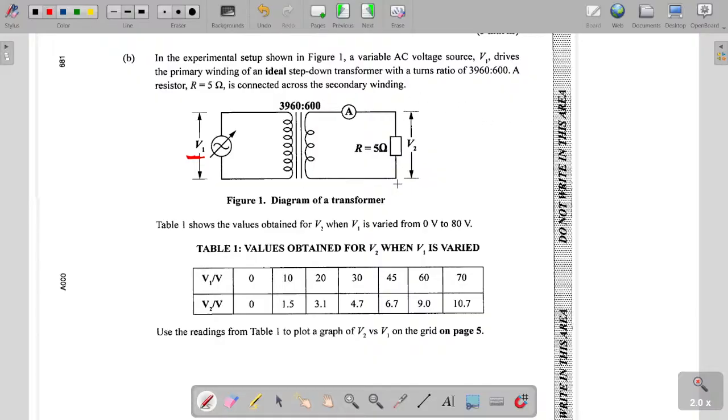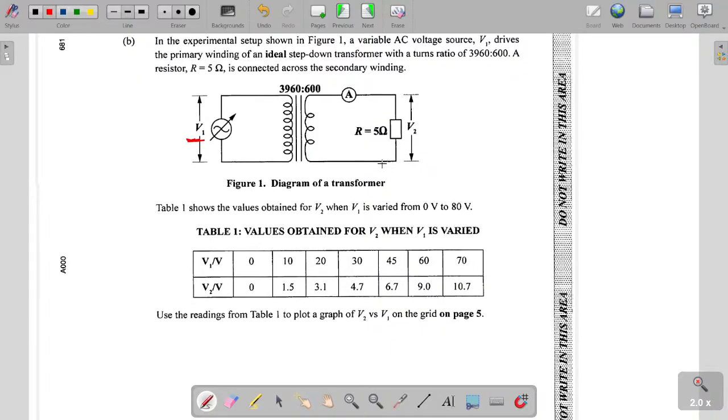So let's look at the experiment. Here we have a setup of the transformer. This is the transformer in the center here, and we have a primary coil. This is our primary coil and this is our secondary coil. Now we can see that on the primary coil we have many turns. Those loops there represent turns, and in our secondary coil we only have 3 turns.